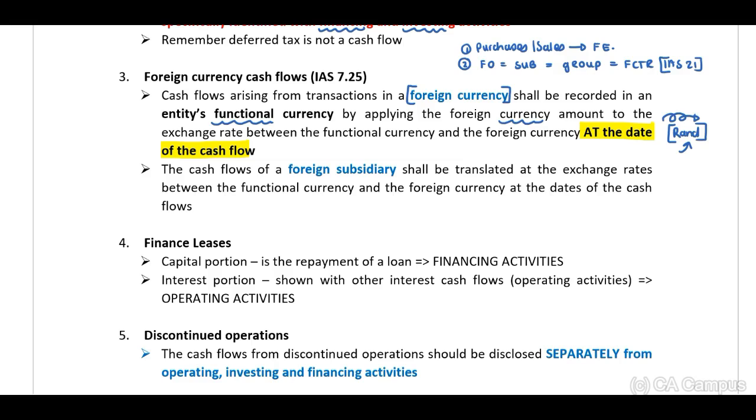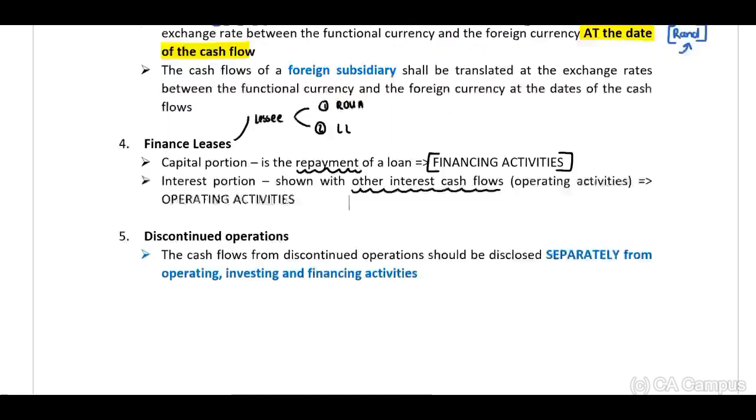Now, finance leases. Remember, finance leases, if we need to recognize the transaction, our lessee has to recognize, one, the right of use of an asset, and two, the lease liability. Now, a capital portion, which will be the repayment of the loan, will be included in our financing activities. The interest portion that will be in other interest cash flows will be operating activities.